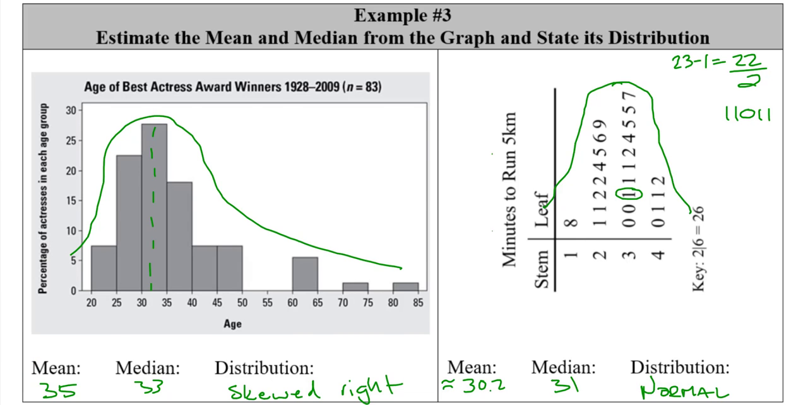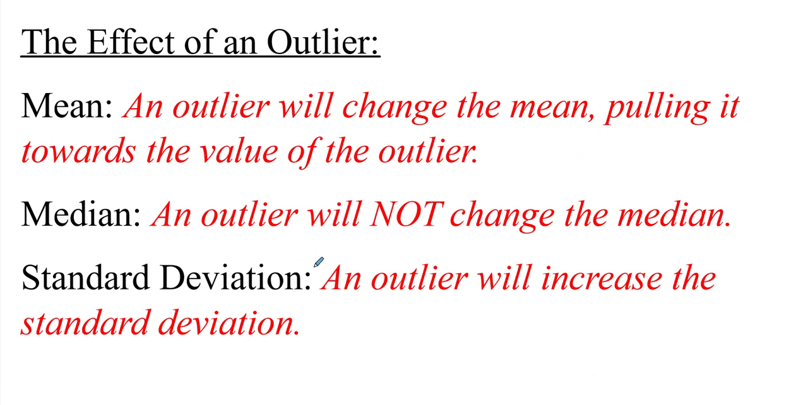All right, and then the last piece that we have, this is something very good to remember. These are the effects that outliers have on our distribution. If we have an outlier, this will change the mean, and it's going to pull it towards the value of the outlier. So if we have a really large outlier, it's going to pull it to the right and give us that skewed right or positive skew. If we have a really small outlier, it's going to skew to the left and be a negative skew. The outlier will not change the median.